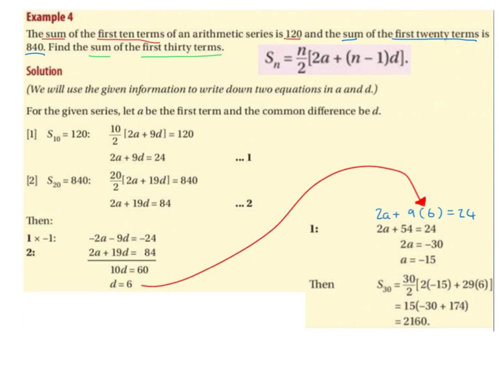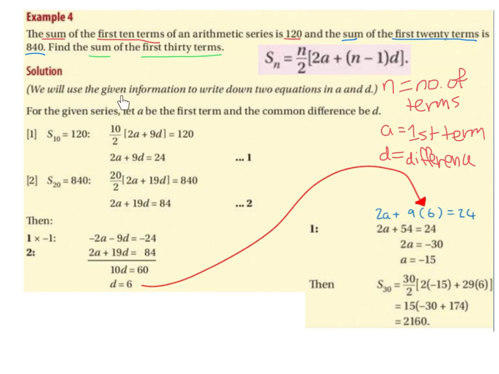So we're going to need to use our series formula that's given to us in the formula tables. Sn equals n over 2 times 2a plus n minus 1 times d. The n represents the number of terms, the a represents the first term, and the d represents the difference.